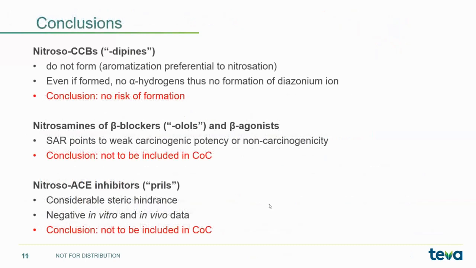So to conclude, we have three different classes. One of them is more of, as we said, a quality issue, probably no risk of formation. And therefore, they should not be considered altogether. There's no need to test them altogether. You can't even prepare a reference standard for them. The beta blockers and the beta agonists and the ACE inhibitors are all to be considered as very weak carcinogens, if not mutagenic altogether. And with that, I conclude, and thank you.